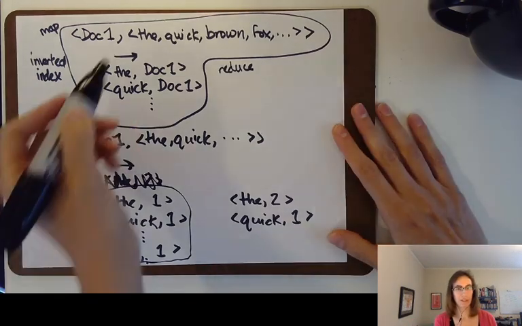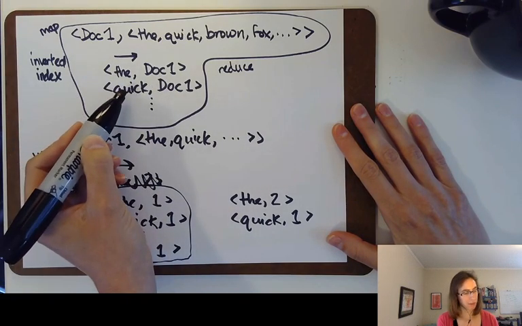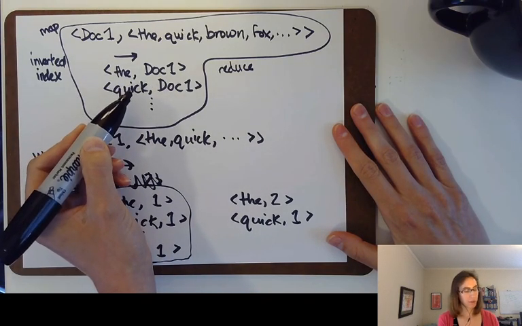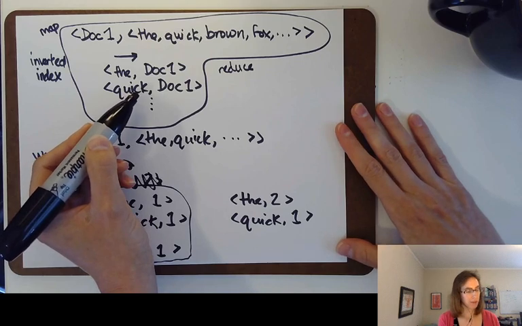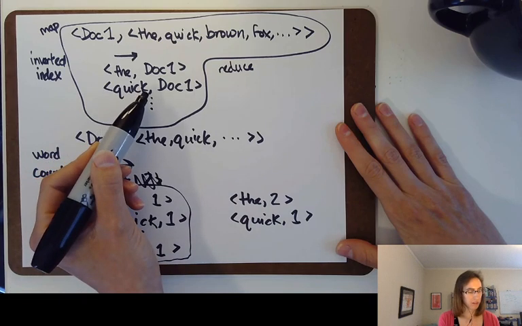Okay, so let's talk about this. Maybe people are a little bit confused. So these are going to be the intermediate key value pairs. Recall that what we're trying to construct is something that will let us look up, okay, what are all the documents that contain a given word, right?